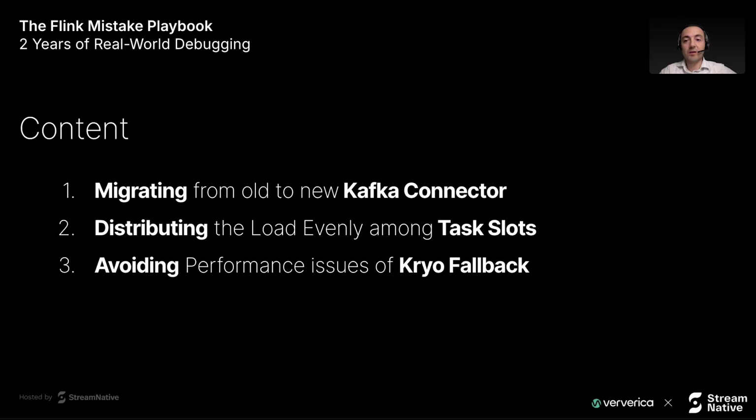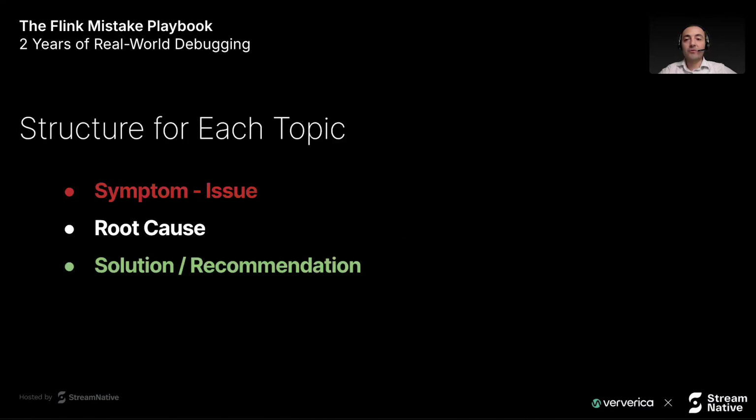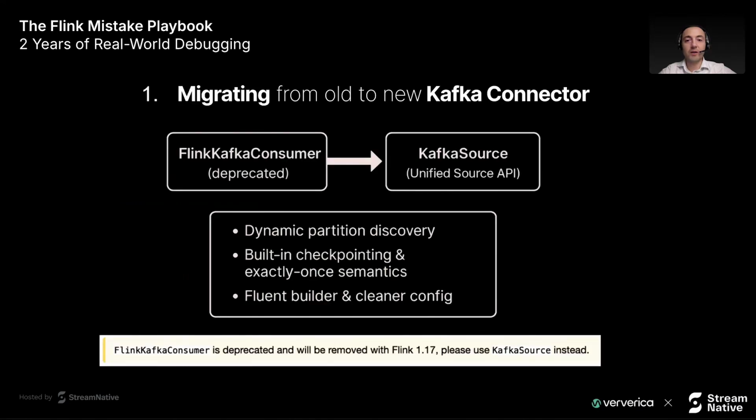And then the third one is avoiding the performance issues of the Kryo fallback that we are commonly seeing in the clients' use cases, which reduces the throughput and increases the latency. I will be touching on the details of that one and how to avoid the Kryo fallback. So the structure of the presentation for each issue will be the symptom, where I describe the issue, then the root cause of that issue, and finally I will explain the solution and our recommendation. So let's begin.